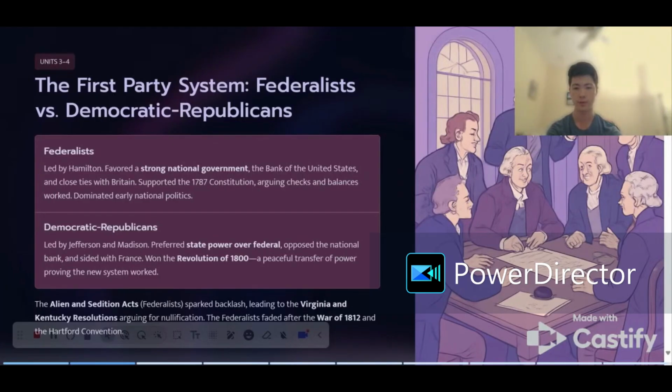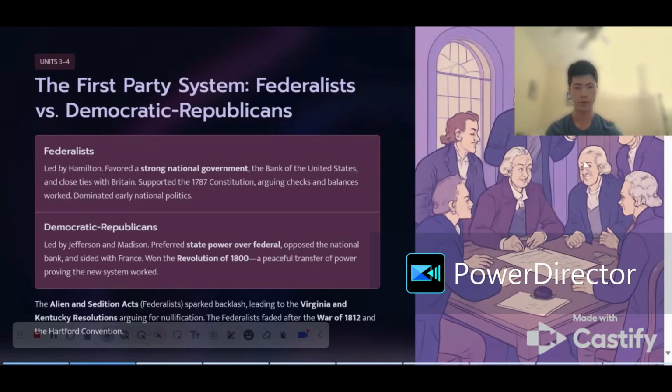federal laws. This starts turning around in the election of 1800, also known as the Revolution of 1800, where Thomas Jefferson gets elected, beating John Adams. This is a peaceful transfer of power, proving that the political system is working without any violence. And then the Federalists start collapsing after the War of 1812. Just know that the Hartford Convention was the Federalists' last try to condemn whatever the Democratic Republicans were doing.